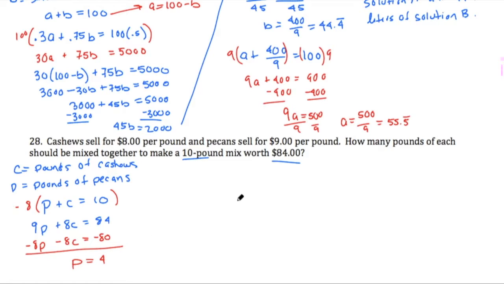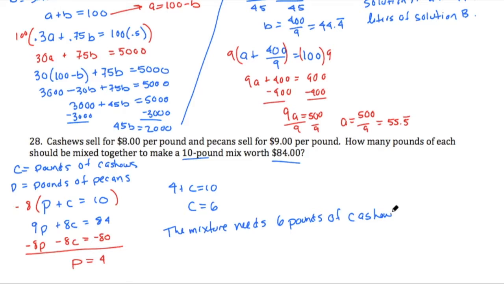We right away got that there's 4 pounds of pecans. So we know that pecans plus cashews is 10, so 4 plus C equals 10, and C must equal 6. So we'll finish by answering the question: the mixture needs 6 pounds of cashews and 4 pounds of pecans.